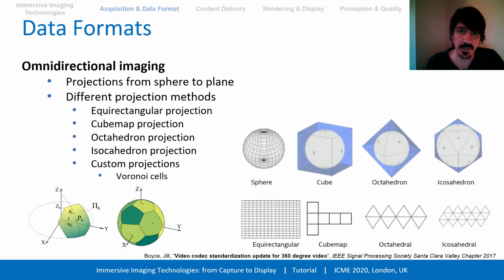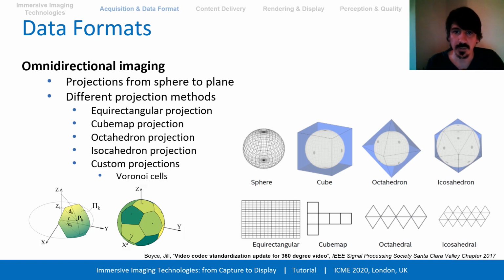In the case of omnidirectional imaging, we still have a pure image-based representation, which again means that we can use any existing image format to store the data. However, since this image is supposed to be located on a sphere, we have to project it onto a planar image representation first.